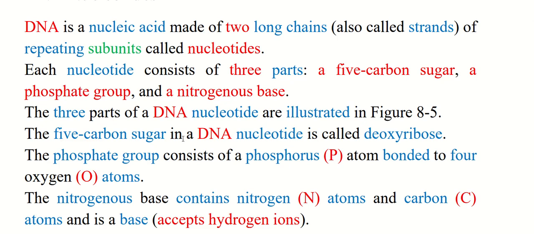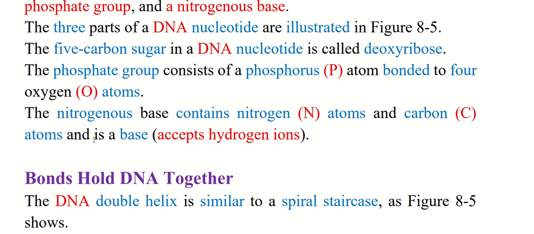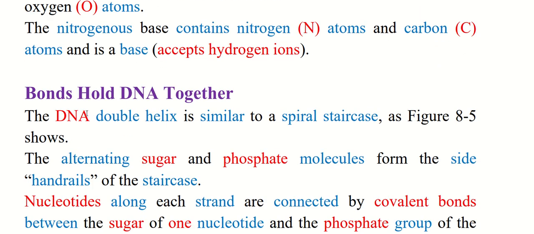The five-carbon sugar in a DNA nucleotide is called deoxyribose. The phosphate group consists of a phosphorus atom bonded to four oxygen atoms. The nitrogenous base contains nitrogen and carbon atoms and is a base. This means it has the ability to accept hydrogen. This is why they are bases.